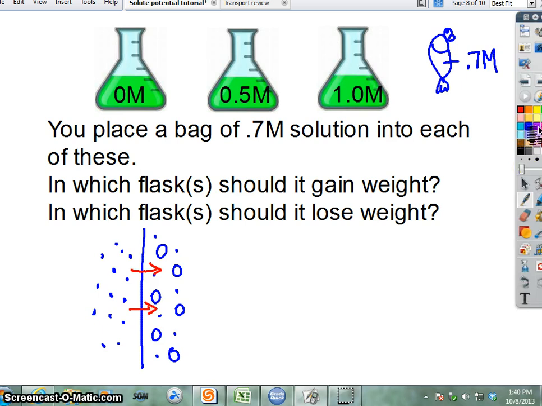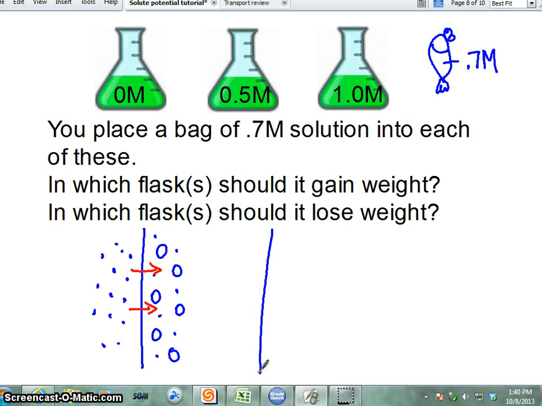0.5 would be naturally so close to 0.7, but you're going to have some water coming in. Good. It will swell, but not as much. And let's imagine why that's going to happen, because again, here's our 0.5. It's got some sugar molecules in it. And our 0.7 has more sugar molecules in it. I didn't draw it as nicely. So here's our 0.7, there's our 0.5.